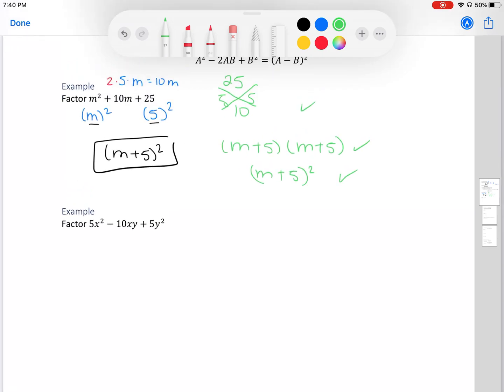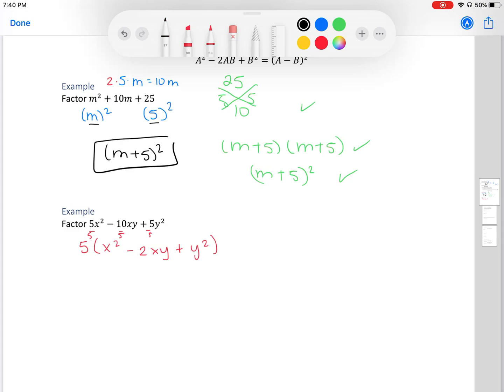Next example. Whenever you're factoring, always look for a greatest common factor you can divide out. In this case, they can both be divided by a 5. So we have 5, and if we divide everything by a 5, we're left with x squared minus 2xy plus y squared.